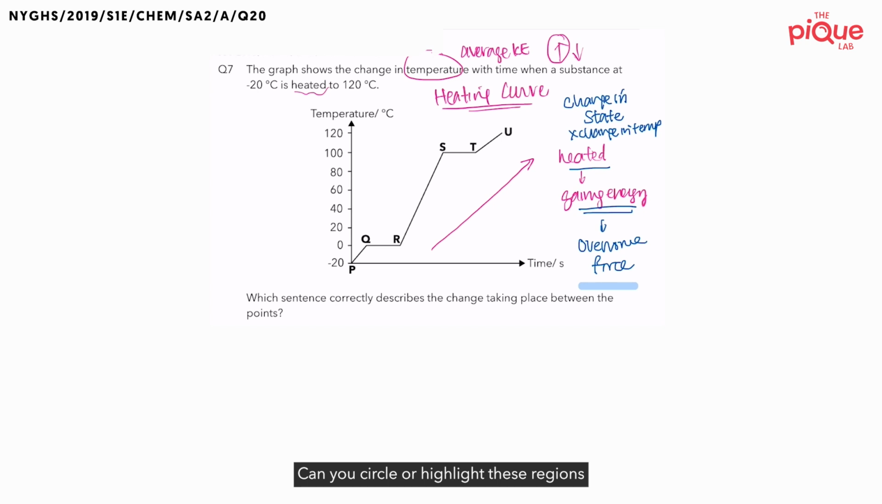Can you circle or highlight these regions in the graph? There are actually two of these regions. One of them is from Q to R and the other one is from S to T. Since there are only three states of matter, solid, liquid and gas, can you tell me where each of these states belong in this graph? So the solid will be at the start of this graph, followed by the liquid in this middle portion here, and then the gas at this final portion over here. Now that we know the regions that these three states of matter belong to, we can then proceed to label the processes that are occurring at the two regions that we have highlighted where there is a change in state.